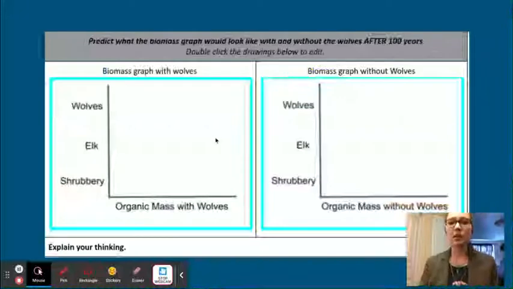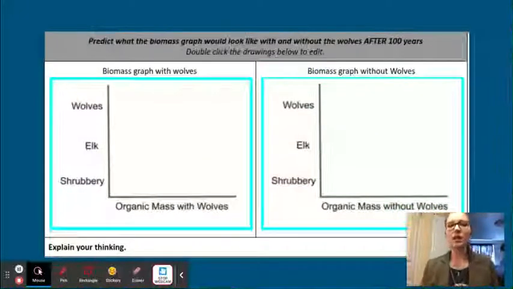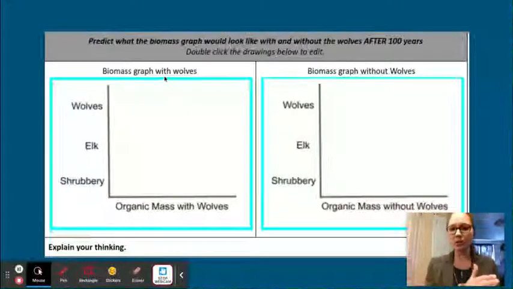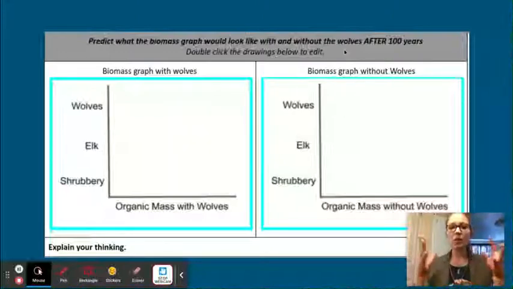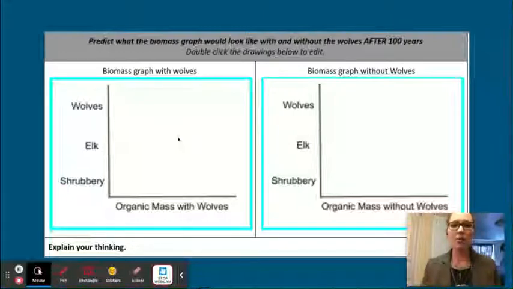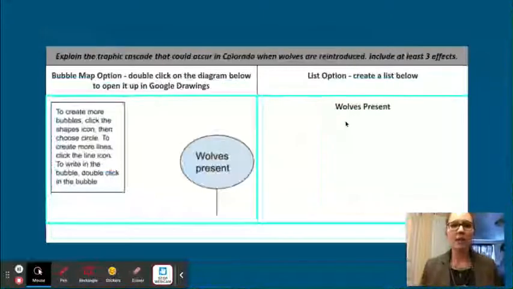Then you guys will create a biomass pyramid like we did in the rabbit fox simulation. You're going to create a biomass graph with the wolves, and then what the biomass graph would look like without the wolves after 100 years of time. So I don't want the initial impact, because we know what the initial impact is. I want you guys to think long term. So if you guys need to go back and revisit that rabbit fox simulation, because that was the time frame of 100 years at the end of that. And then you guys will explain your thinking and why you made the graphs like you did.